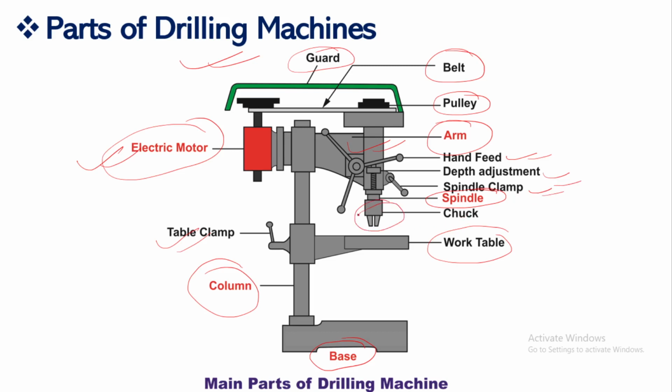This part is called the chuck, and this chuck is basically mounted on the spindle, and on this chuck the drill bit will be mounted. So from here you will place the tool, and your workpiece will be here, so that the entire process of drilling will be performed on this drilling machine.